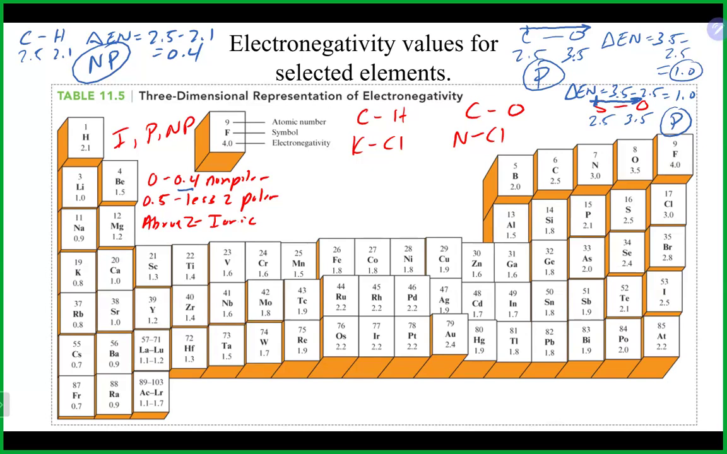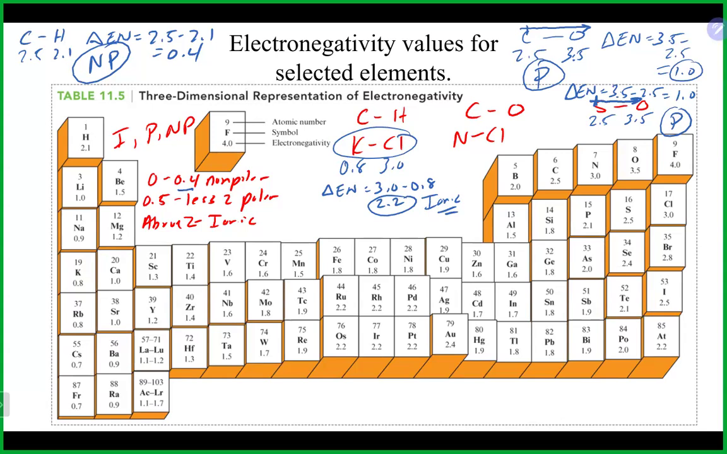Question on those there. Looking at potassium, which is 0.8, looks like, and chlorine is 3. Difference in electronegativity, 3 minus 0.8. It's like a 2.2, I believe. That definitely is going to be ionic in this case. Once again, we actually don't need it because I hope we know that's a metal and a non-metal, which means it should be ionic to begin with.